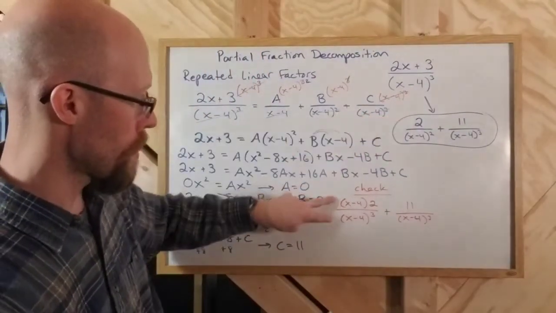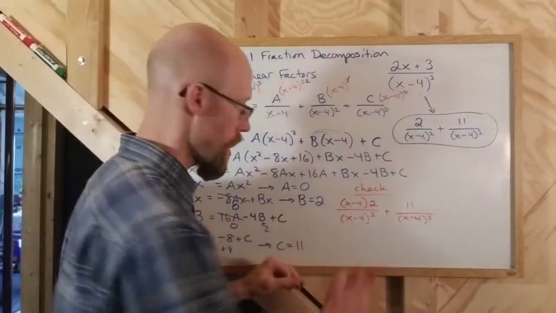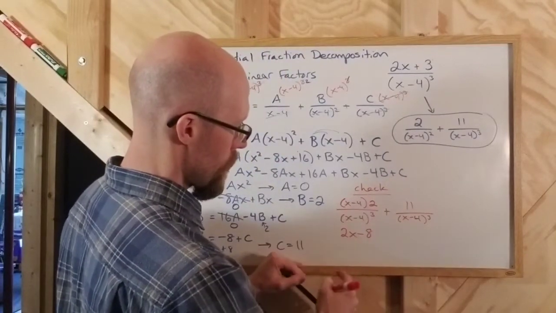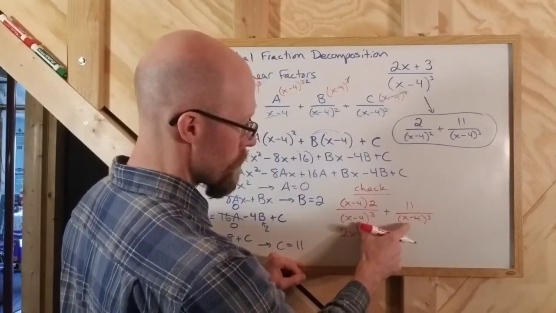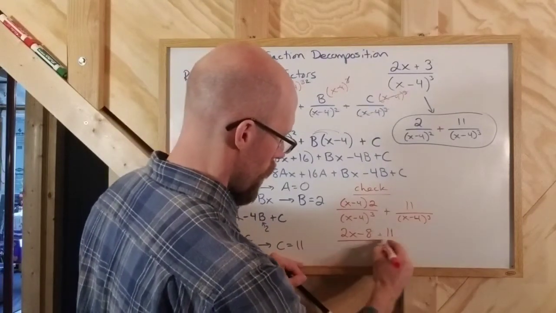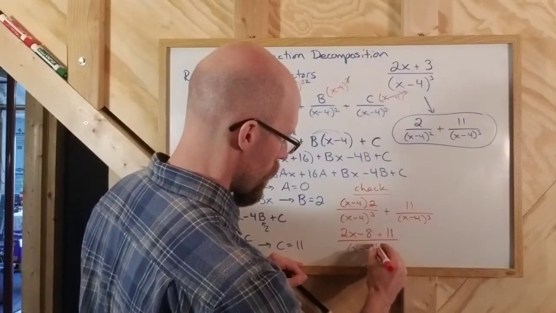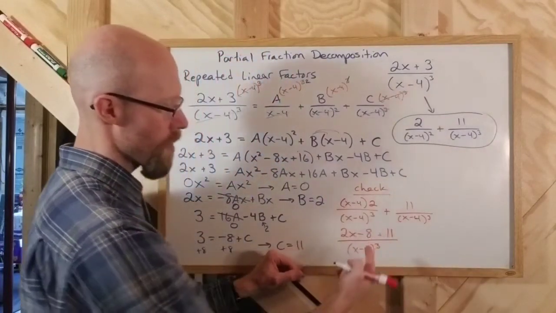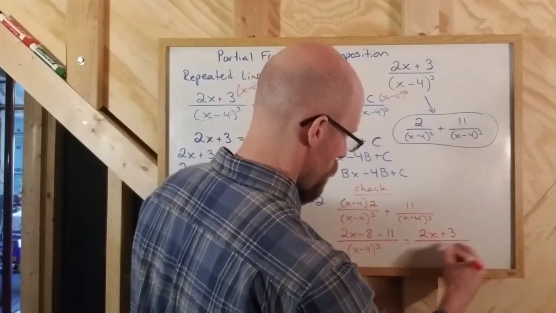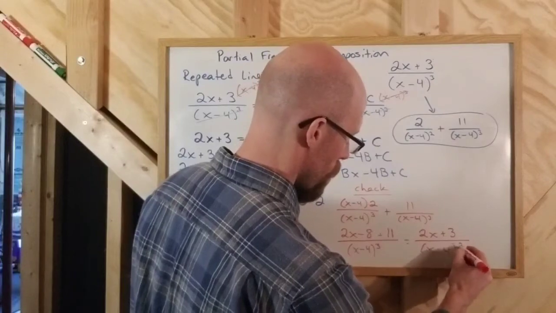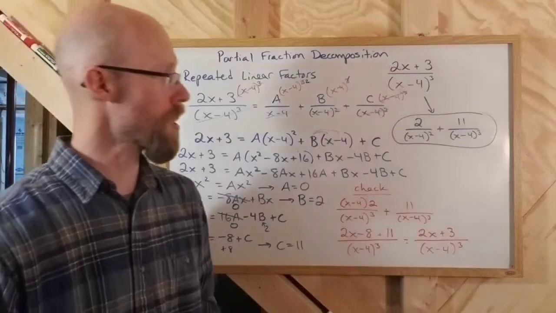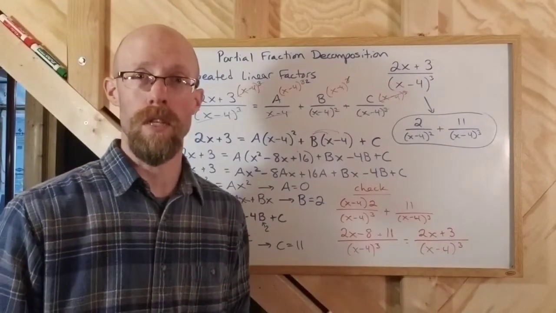I just multiply top and bottom by x minus 4. Then I distribute on top. This becomes 2x minus 8. My denominators are the same, so I can just add that 11 back in. And that's all over the LCD. And of course, negative 8 plus 11 gives me the 3. So this becomes 2x plus 3 all over x minus 4 cubed. So there we have it. Okay, so just to verify that this is the original fraction, and we've successfully decomposed it.